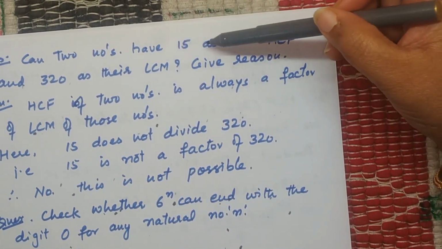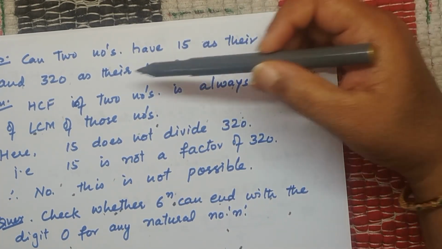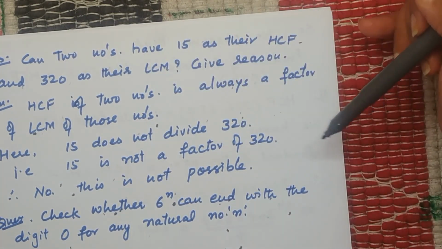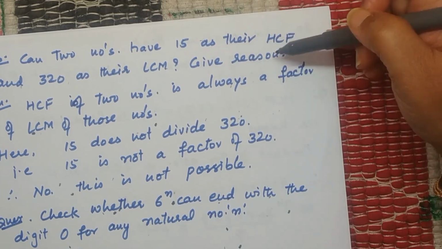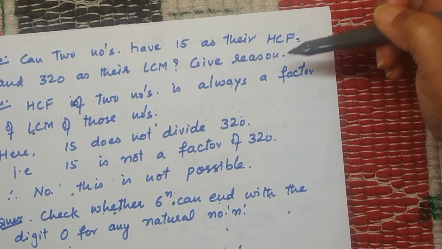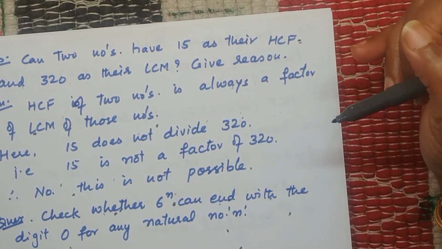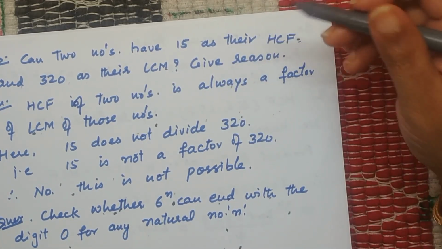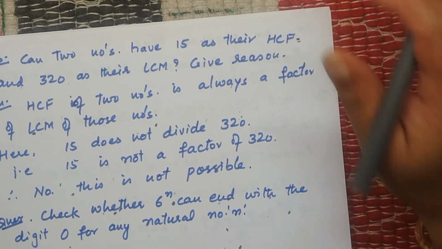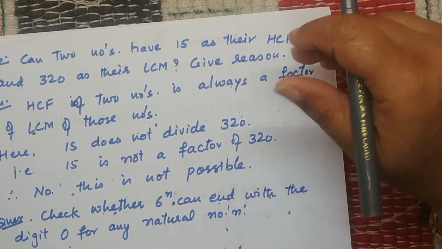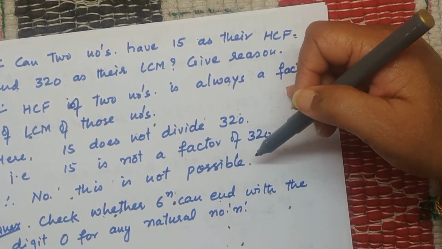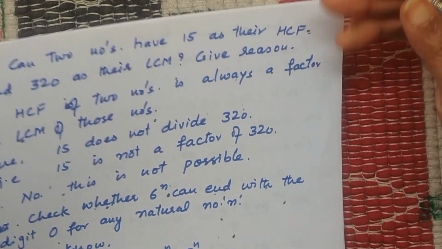Now, the question is, can two numbers have 15 as their HCF and 320 as their LCM? Give reasons. Now, if two numbers have HCF 15 and LCM 320, that means 15 should be a factor of 320. But if we observe 15, that doesn't divide 320, right? So therefore, no, this is not possible.